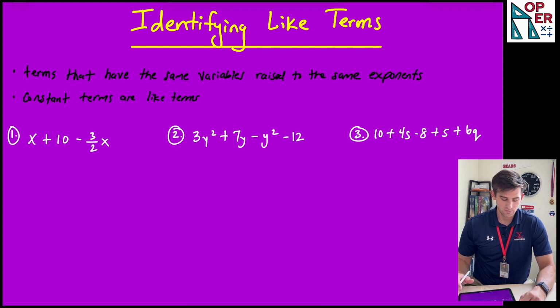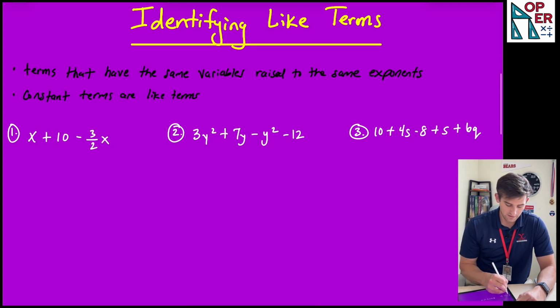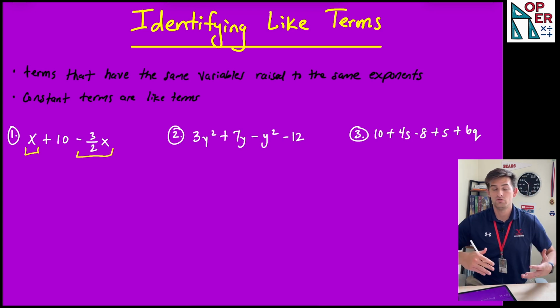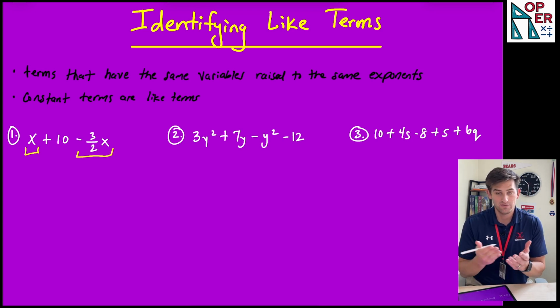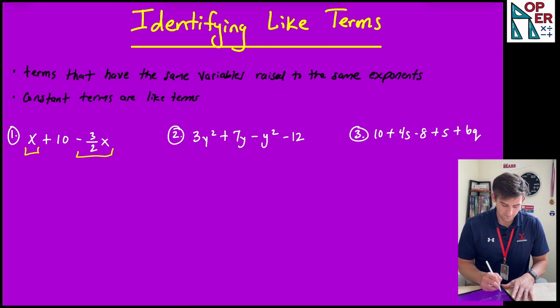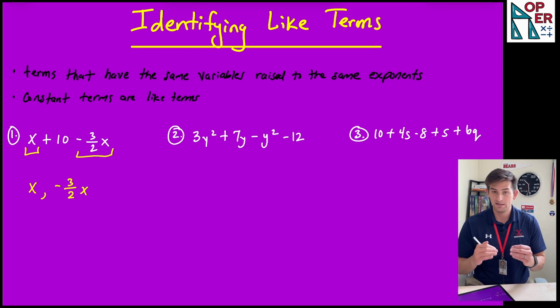So number one, we have x plus 10 minus 3 halves x. Notice here we have an x. Here we also have an x raised to just the exponent of a 1, right? If we have an exponent of a 1, it's not written. So we could consider these what are called linear terms. You'll hear more about that in algebra and algebra 2. But those would be like terms. So we would have x, and we would also have negative 3 halves x. Those would be like terms.